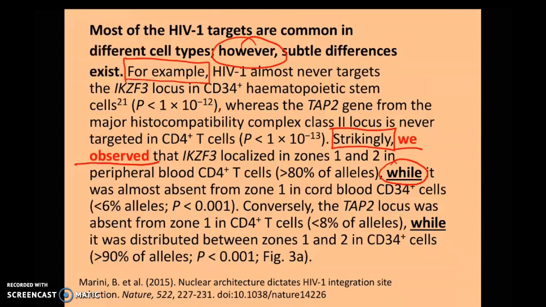And then they have another wonderful expression towards the end here, conversely. Again, another great transition expression that continues weaving together a paragraph in a coherent fashion. Conversely, the TAP2 locus was absent from zone 1 in CD4 plus T cells, and so on. And then again, the same structure as earlier: while it was distributed between zones 1 and 2 in CD3-4 plus cells.